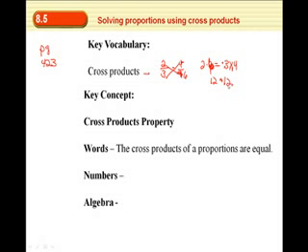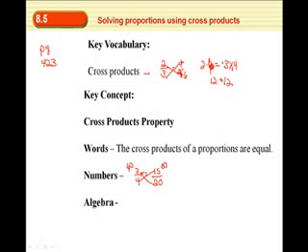So let's look at the property. The cross products of a proportion are equal. That's what we just got done saying. So let's take a look at some numbers, just like we just did, but we'll pick a couple different ones. Let's check out these cross products, and I'm going to write them a little different than the book. 20 times 3 is 60, and 4 times 15 is 60.